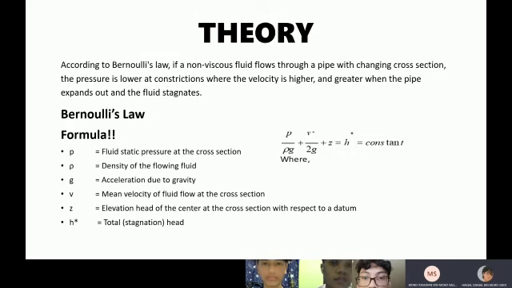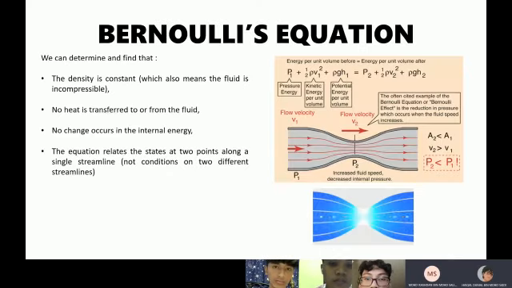P is for static pressure, rho is for density, g is for gravity, v is for velocity, z is for elevation height, h is total stagnation height. For the Bernoulli equation, we can determine that the density is constant, which also means the fluid is incompressible. No heat is transferred to or from the fluid. No change occurs in the internal energy. The equation relates the state at two points along a single streamline.